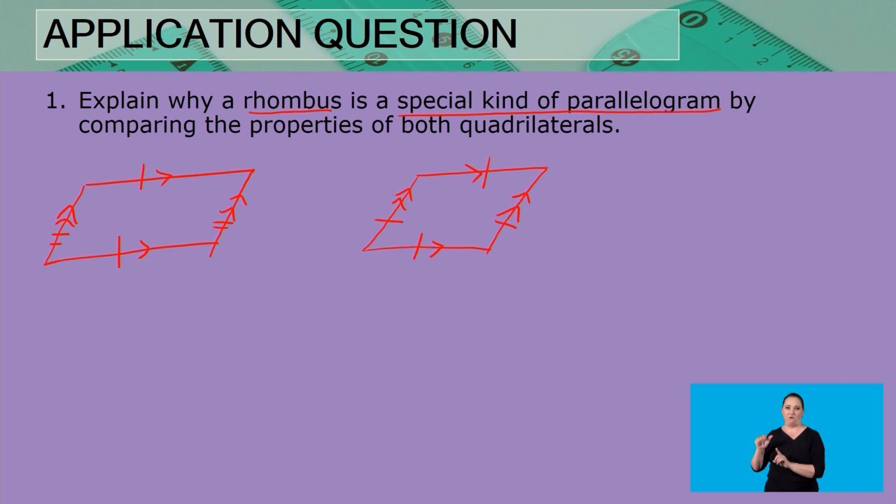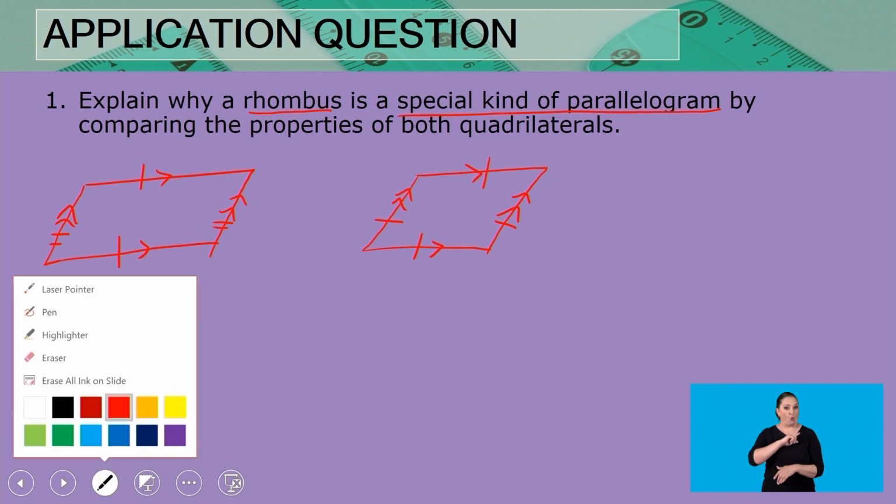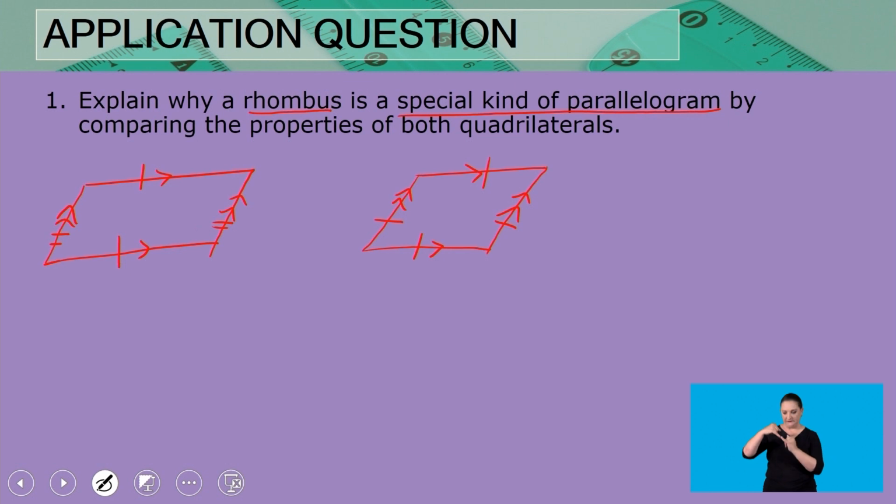Now, it is not only the sides that make the rhombus special, but it's also when we are looking at the diagonals of these two quadrilaterals. Now, the diagonals of a parallelogram, yes, they bisect each other, right? Which is also true for a rhombus. Yes, they bisect each other.